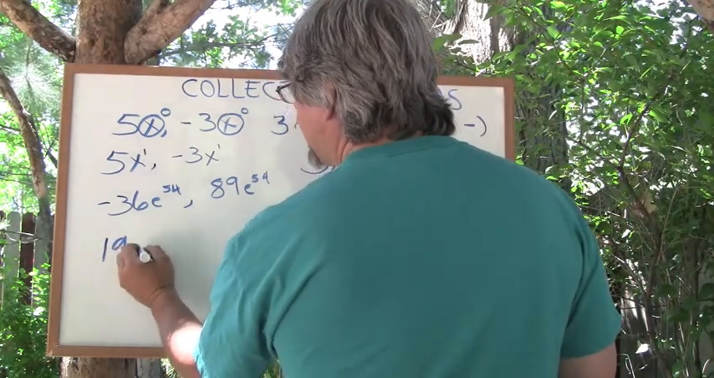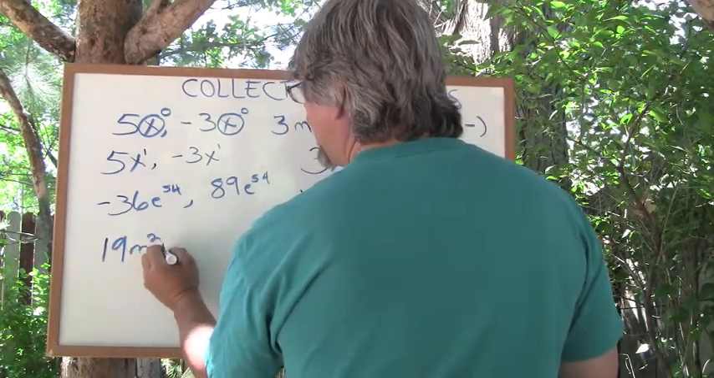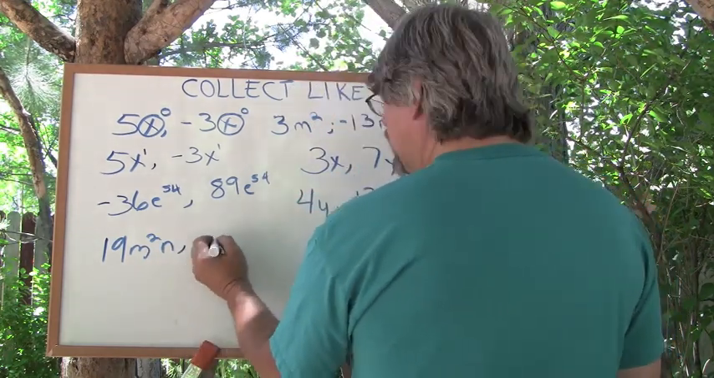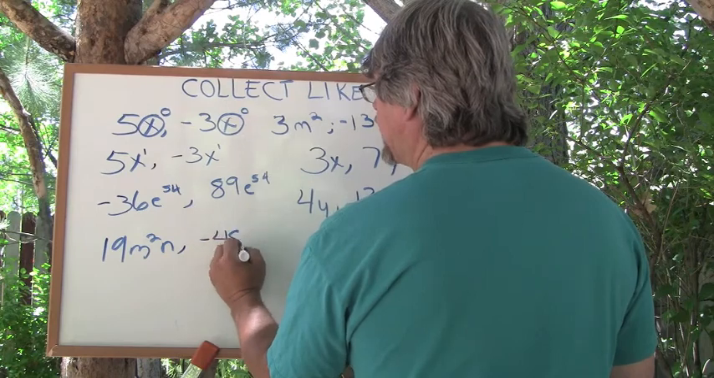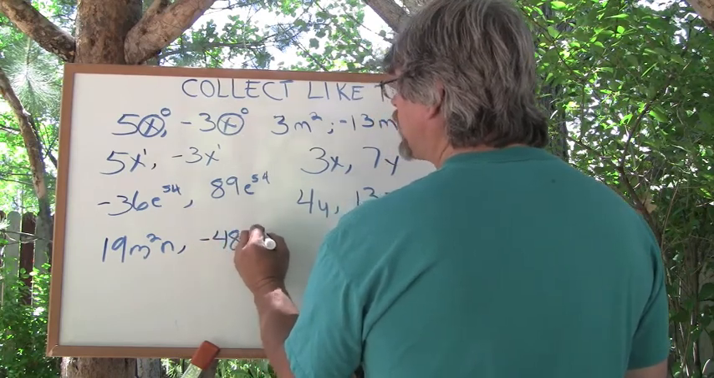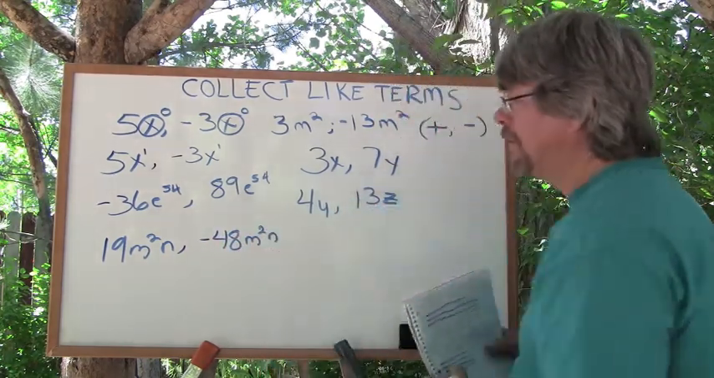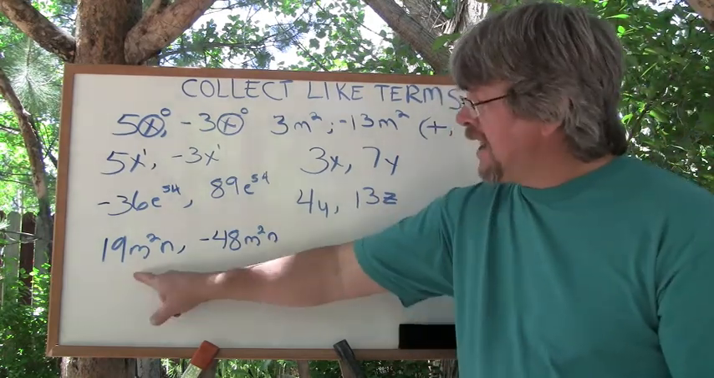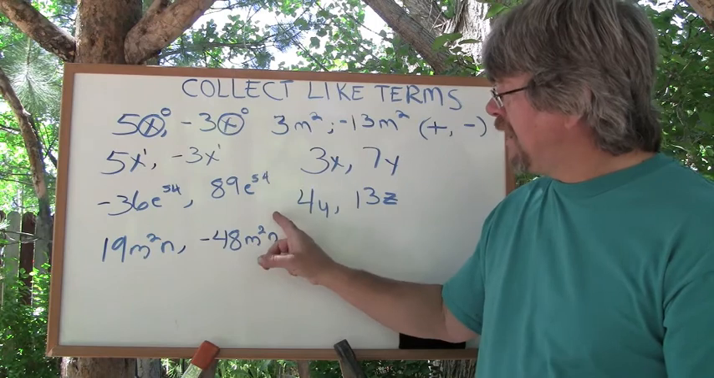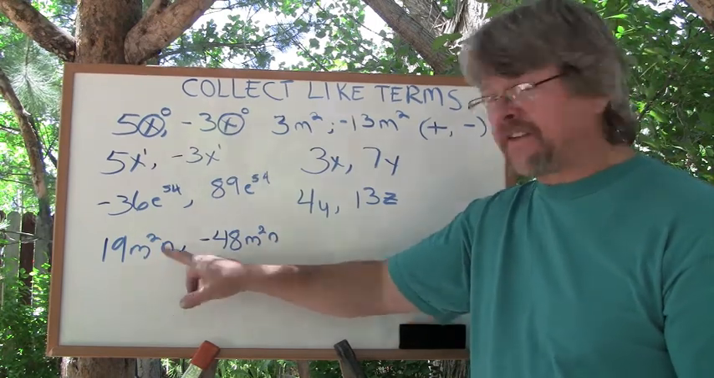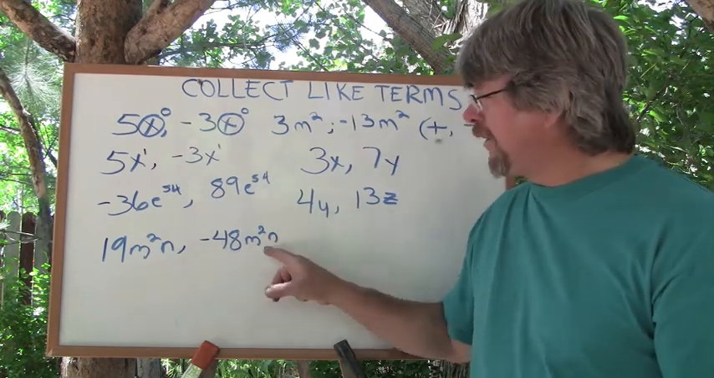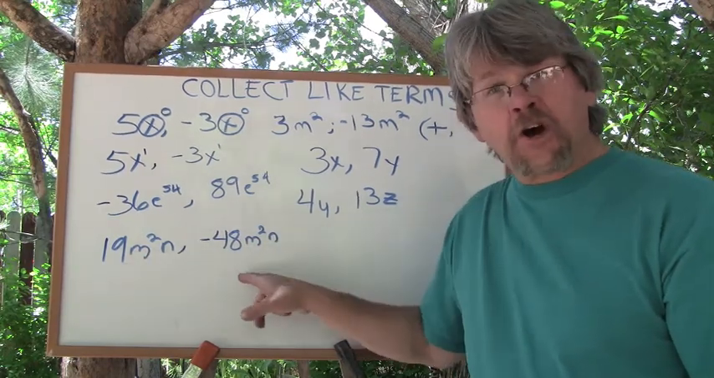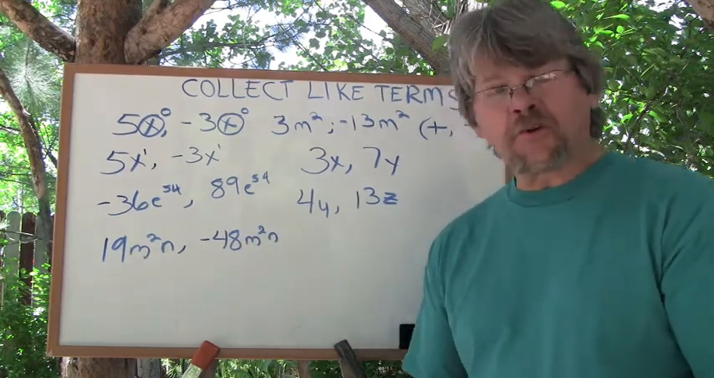19m squared n and negative 48m squared n, those are like terms. The m is squared here, the m is squared there, the n is by itself here, the n is single by itself there. M squared n and m squared n makes those both like terms.